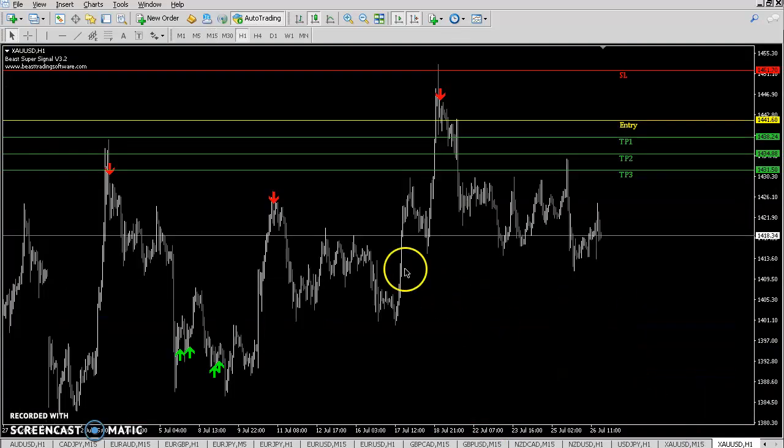Here we have gold on H1. So looking back further into the last couple of weeks, as you can see, fantastic sell there. We managed to catch some good buy orders, took out our profit, another good sell signal, and here another good sell signal as well. So gold has really been good to trade for us this week with the B Super Signal indicator.